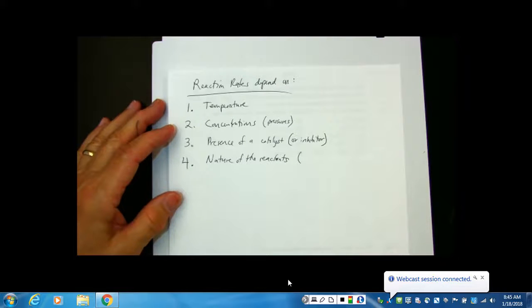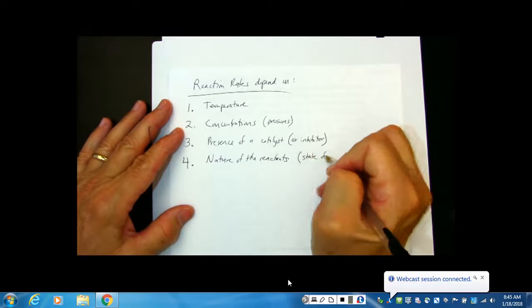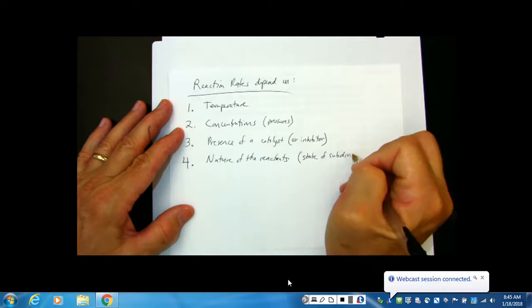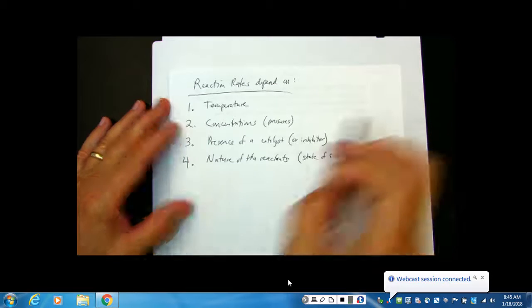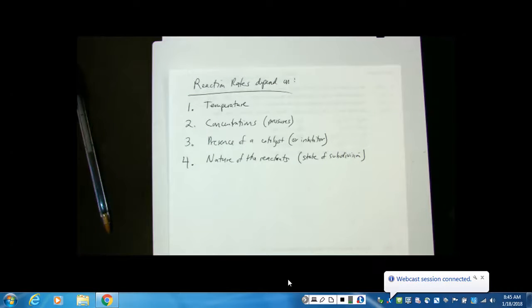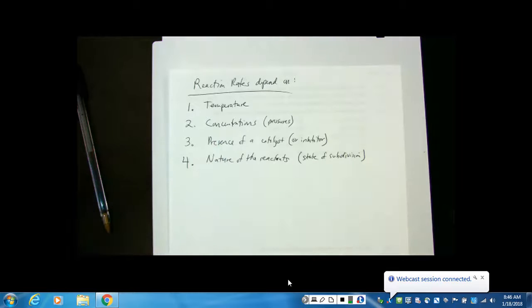And then something else is the state of subdivision. In other words, I now have a gas fireplace, but I used to burn wood in my fireplace. And in order to start that fire, I'd take some newspapers, roll them up into a ball, stick them under the wood, and light the paper on fire. Whereas if I took a flat piece of newspaper and stuck it under the wood and tried to light it, very ineffective, right?